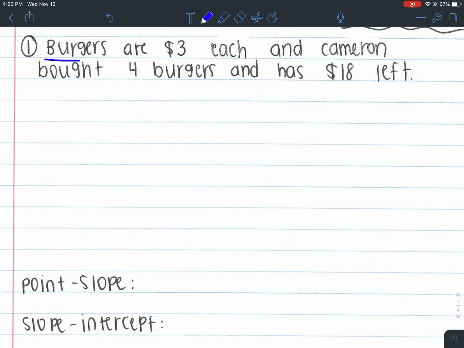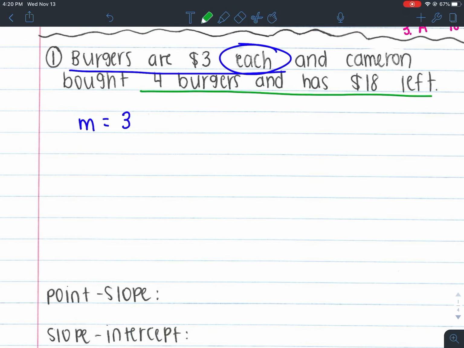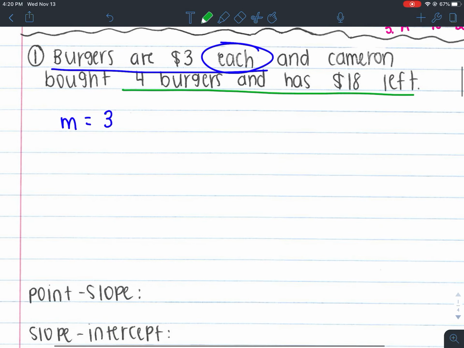So as we start, I notice that it says the burgers are $3 each. Because it says each, it leads me to believe this is the slope. So our slope here is going to be 3. Well, it can't give me 2 slopes, so the other information has to be a point, right? Because you can't have 2 slopes for a line, you can only have 1 slope. Well, the other information is that you bought 4 burgers and you have $18 left.